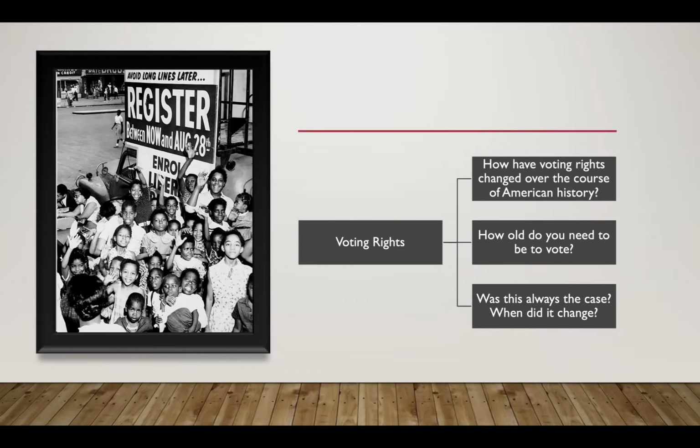The age requirement for voting has been reduced. The age for voting is now 18. Was this always the case, or when did it change? On March 23rd, 1971, a proposal to lower the voting age from 21 to 18 years was adopted by both houses of Congress and sent to the states for ratification. The 26th Amendment became part of the Constitution on July 1st, 1971.